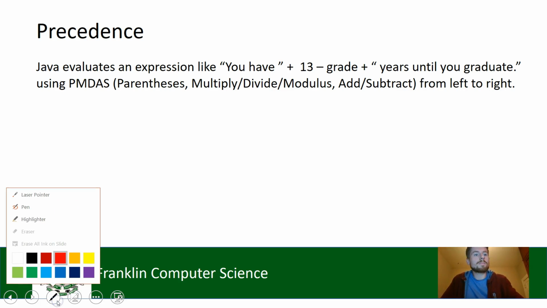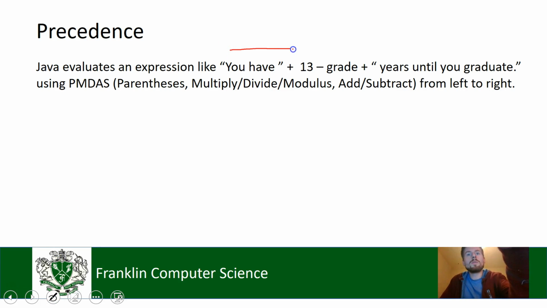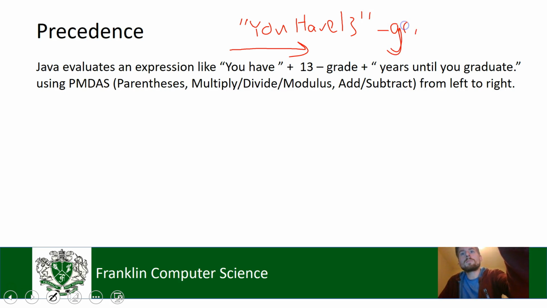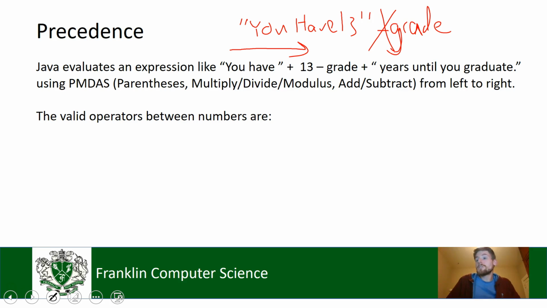When we go from left to right, we're going to glue the 13 onto "you have," so you get a longer string, "you have 13." And then it's going to try to subtract from a string, and subtract is not defined for strings, so this is going to be the error right here. That's bad. You can't subtract. So what can you do? For strings, you can just add. You can just use plus, which glues them together.